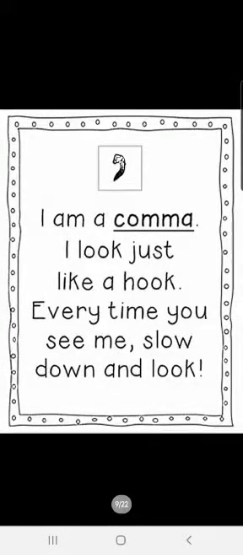Let us see comma, children. This is how a comma looks like. I am a comma. I look just like a hook. Every time you see me, slow down and look. So children, when there is a comma in a sentence, we don't speak comma. But when you see a comma, you have to slow down a little, or pause for a second. It's not a long pause, it's a very short pause.